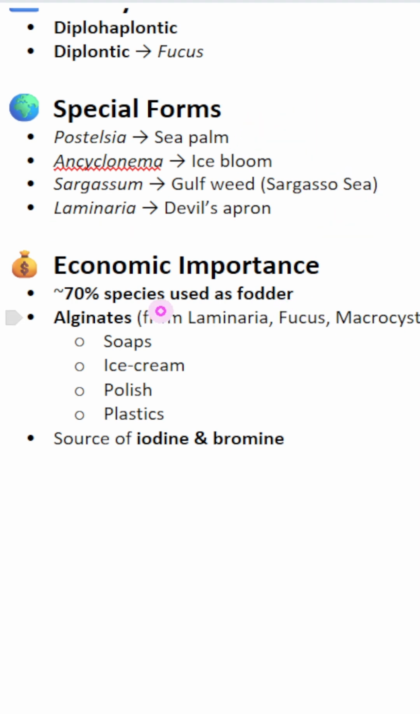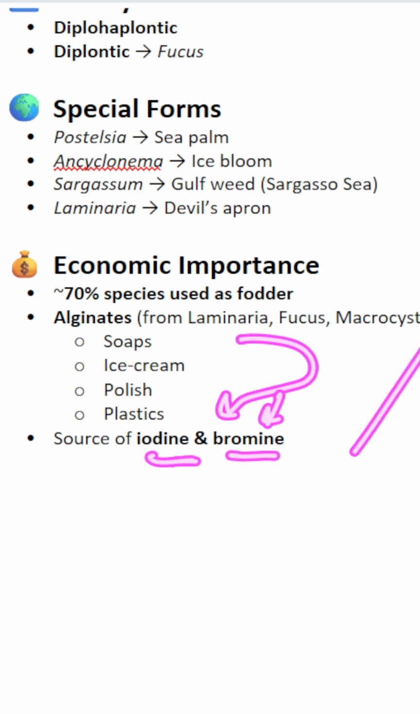Economically, 70% of this brown algae is used as fodder. This is food material for other animals. And they also contain alginates. Alginates means the phycocolloids. And these alginates are obtained from Laminaria, Fucus and Macrocystis. These alginates help in making soaps, ice creams, polish, plastics, etc. And Laminaria also helps in producing iodine and bromine. So these are its economic importance.